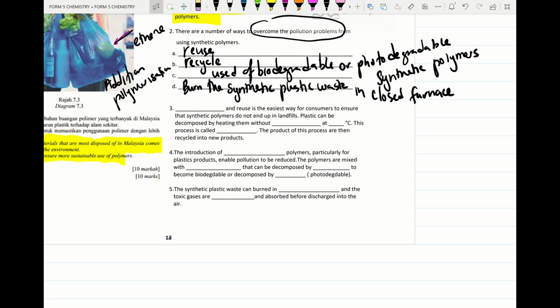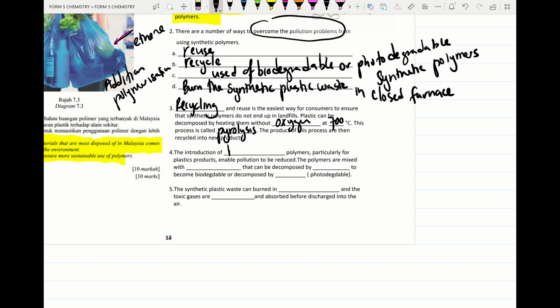Alright, so we need to explain the points in detail. So first one, recycling and reuse is the easiest way for consumers to ensure the plastic synthetic polymers do not end up in the landfill. The plastic can be decomposed by heating them without the presence of oxygen at a temperature of 700 degrees Celsius. This process is known as the pyrolysis process. The products of this process are then recycled into new products.